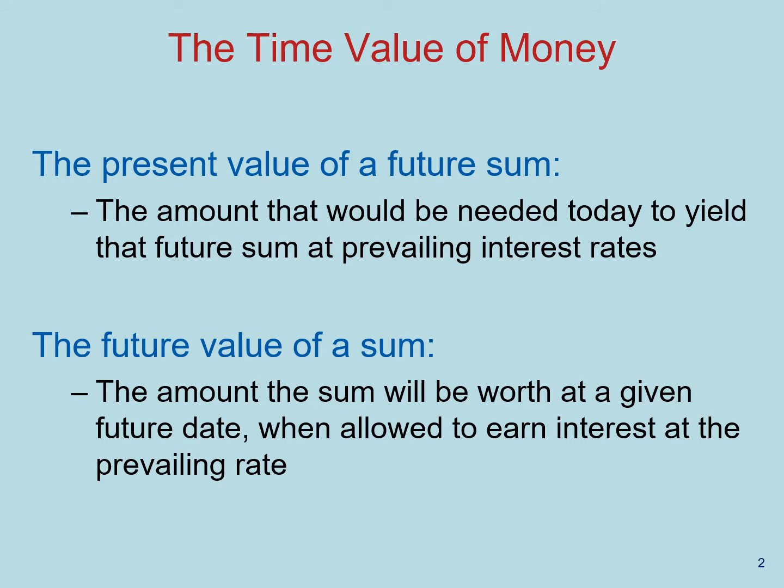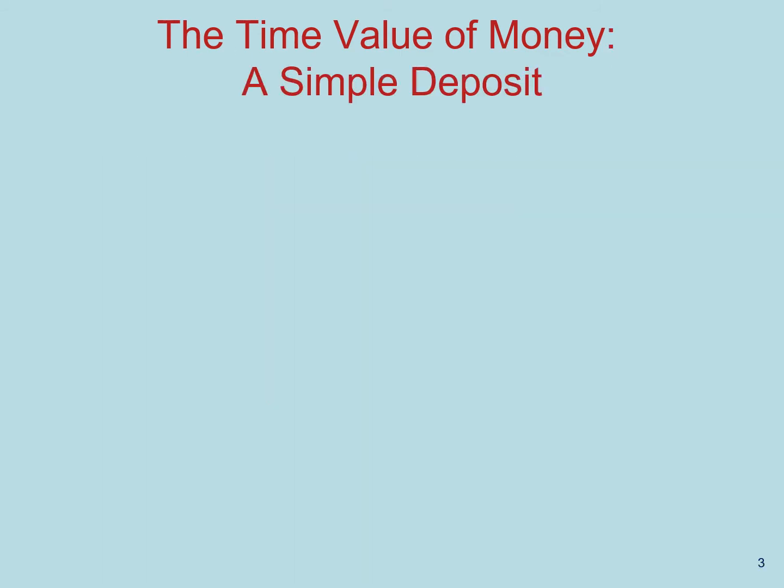The present value of a future sum is the amount that would be needed today to yield that future sum at some prevailing interest rate sometime in the future. The future value of a sum today is the amount that sum will be worth at a given future date when allowed to earn interest at the prevailing rate. Now, let's think about these two concepts through some examples.